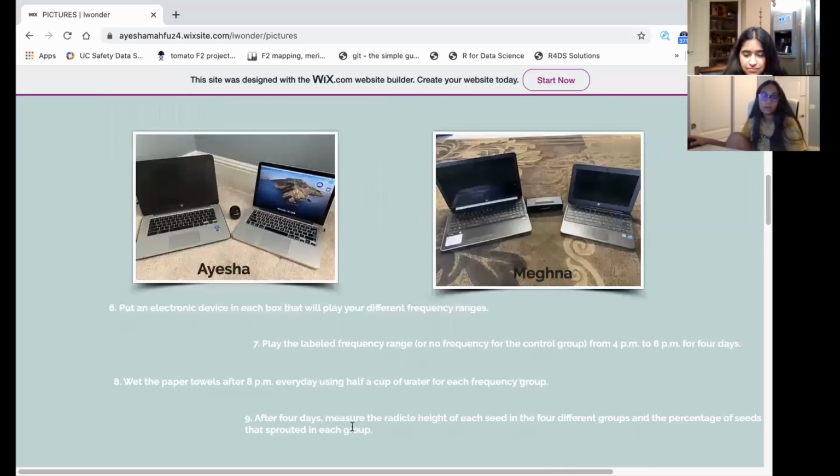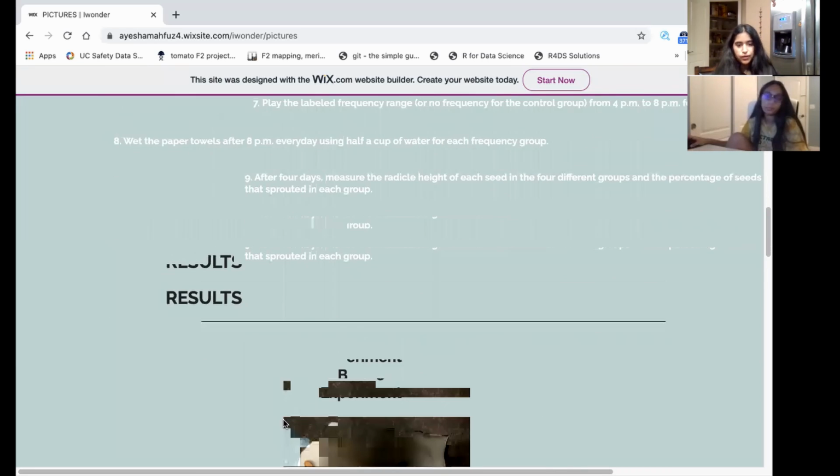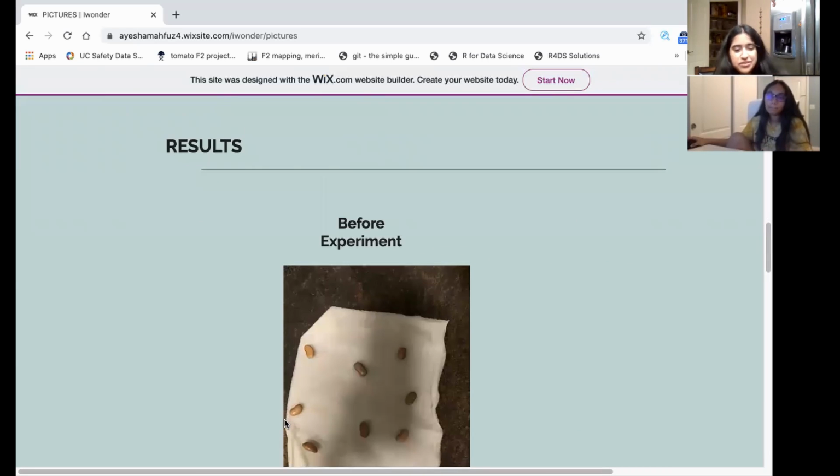And then also after the 4 days, that's when we collected all of our data. So we measured the radical height of each seed, like I mentioned before, as the dependent variable, and then also the proportion of seeds that did germinate in each group. Okay, I think the coolest part was our results.